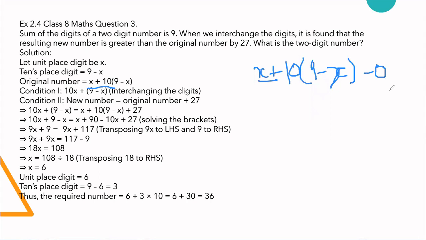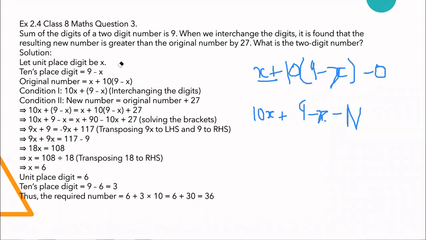So when we interchange them, what does it convert to? Very simple. Originally, 10 was multiplied with 9 minus x. But when we interchange them, 10 is multiplied with x and 9 minus x will be written as it is. Hope you got it. Now, that's our new number, or the number after interchanging.